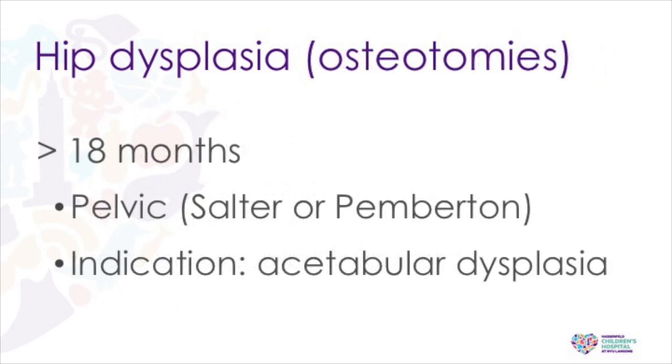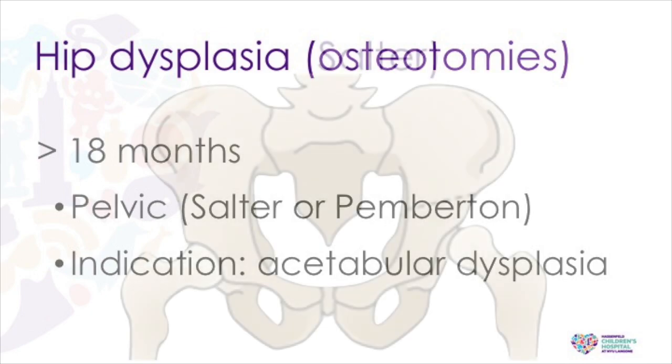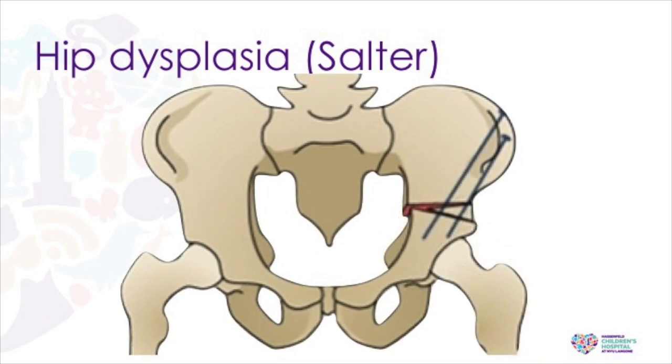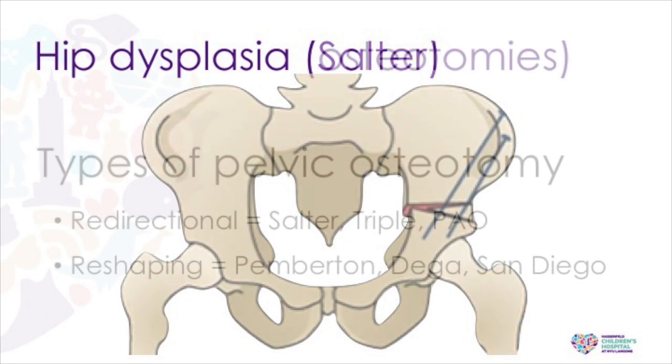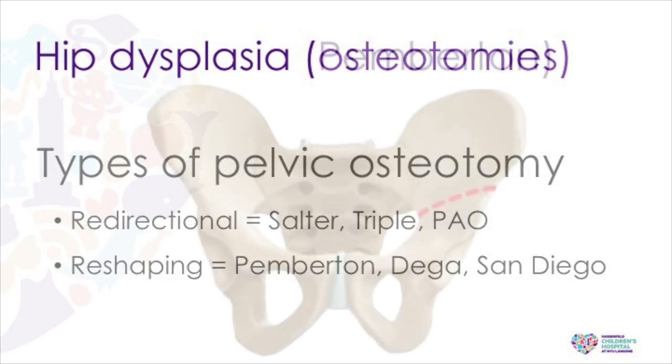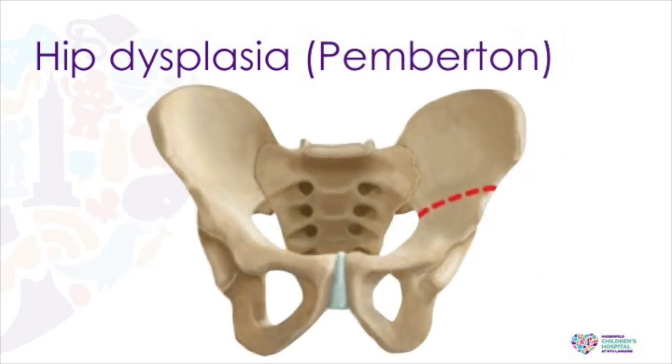Osteotomies should be considered in patients over 18 months. The most simple kinds are the Salter and Pemberton. The indication is acetabular dysplasia. The difference between these osteotomies is that Salter, triple, and periacetabular osteotomies are what are considered redirectional, whereas Pemberton, Dega, and San Diego are considered reshaping.